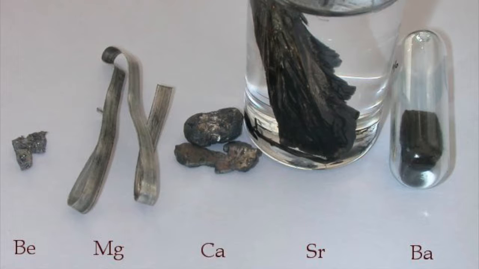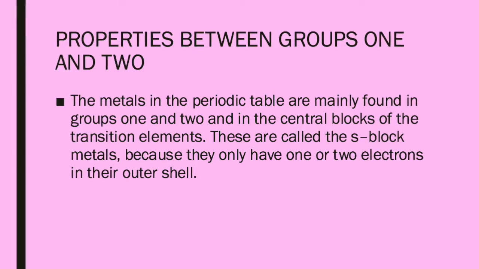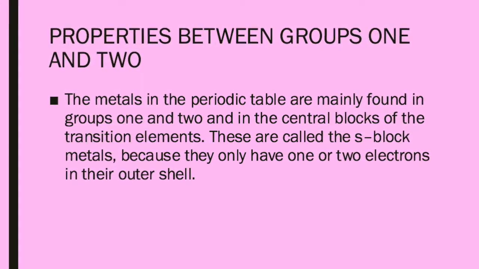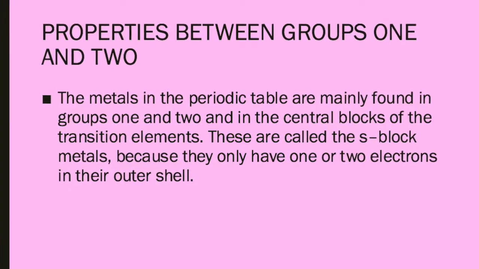The atomic radius of the group increases going down the table. This is because the number of electrons within the element also increases. Each electron is further away from the nucleus than the last, therefore causing the atomic radius to increase as the energy level decreases. The metals in the periodic table are mainly found in Groups 1 and 2 and in the central blocks of the transition elements.